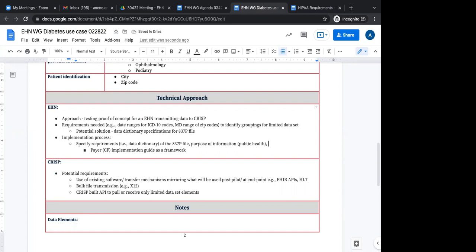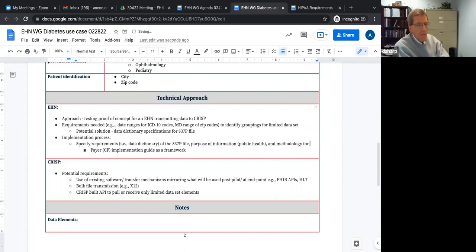But now it seems that providers wouldn't really be getting any insights from this project. So just having a better understanding of the purpose for the requirement for payers to share the data with Chris, and exactly what methodology would be needed to share each specific data element that's being requested. So I hope that helps.